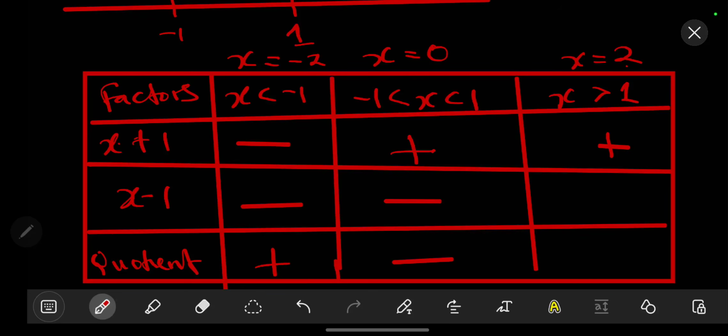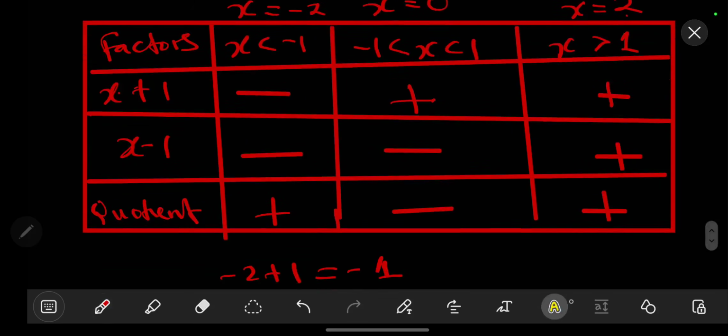If we get the 2 and put it here, it will be 2 minus 1, which is equal to a positive 1. So the sign there will be a positive value. Positive divided by positive gives us a positive sign. So this is what we have.